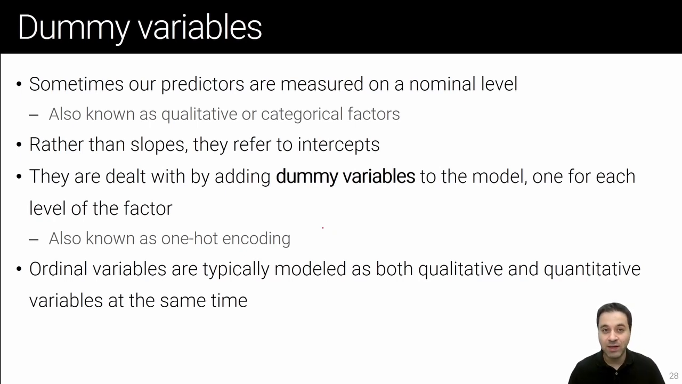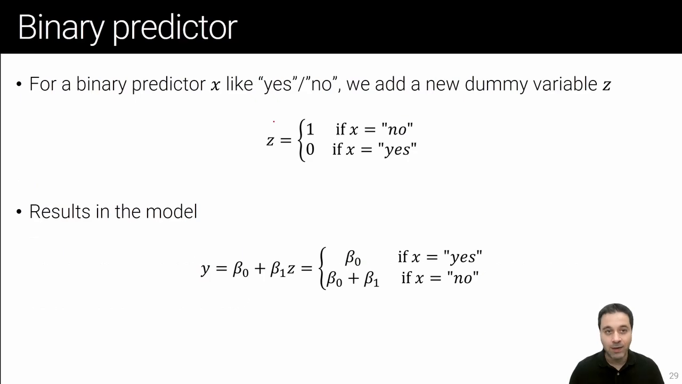By the way, we have ordinal variables that are kind of in the middle between numerical and categorical. Normally what we do is model them as both numerical and categorical at the same time, include both of them in the model and see how the model reacts to those two different kinds of variables. But anyway, let's assume we have one categorical predictor. For simplicity, let's say it's only binary, so we can have only one of two possible levels, either yes or no. How do we incorporate this into the linear model?